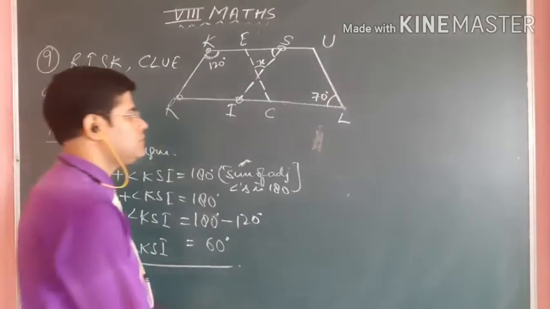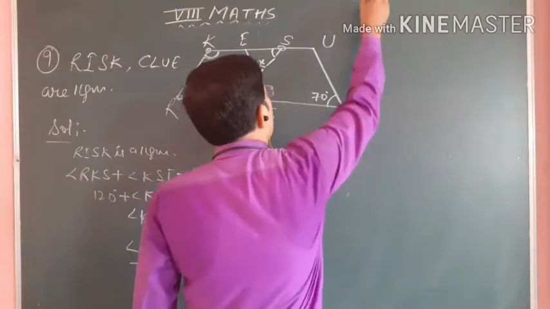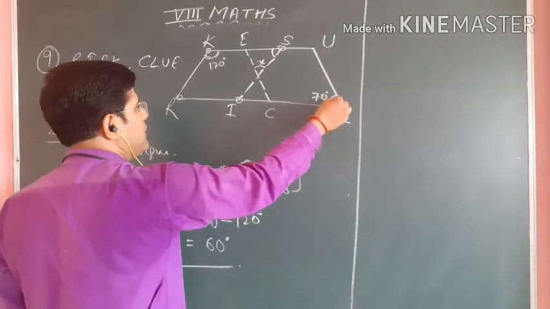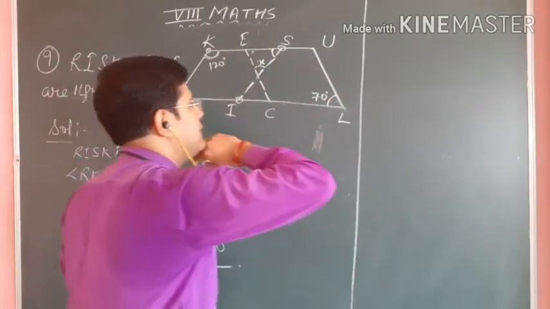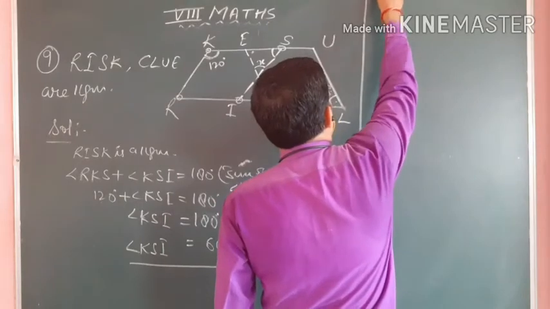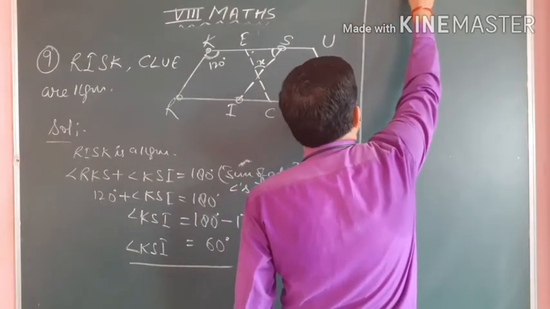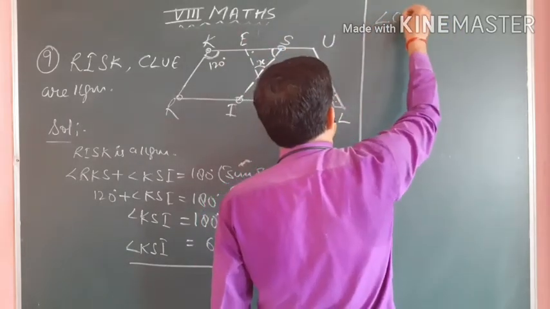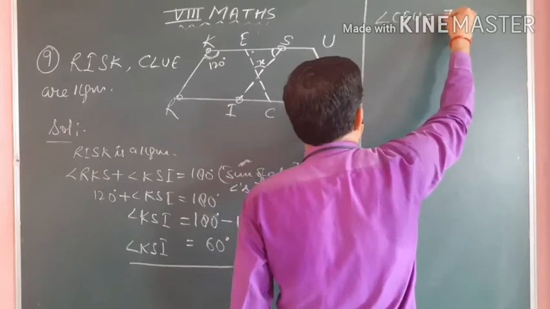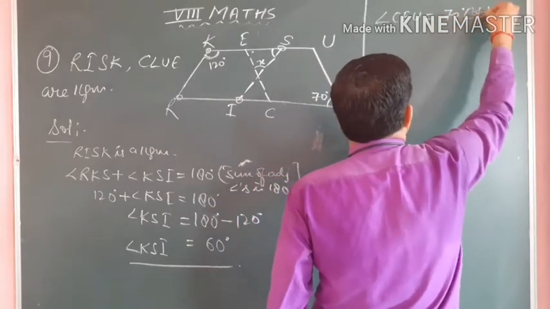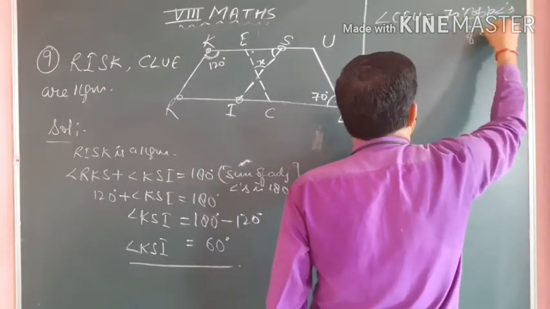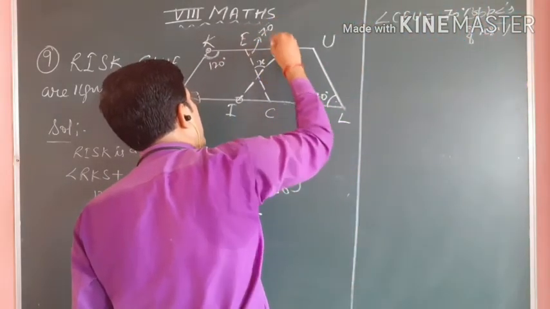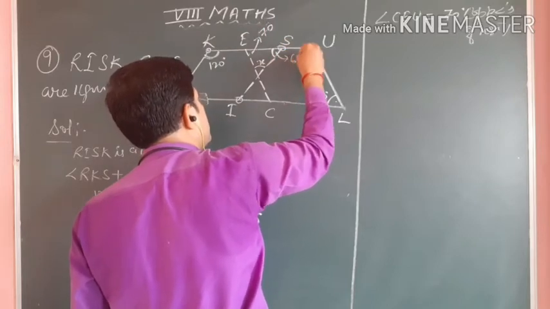Now the rest of the solution. This one is 70 and this one is also 70. Why? Opposite angles. So CLUE, C-L-U-E, is a parallelogram. Angle CEU equal to 70. Opposite angles of a parallelogram. So this one is 70 and this one is 60.